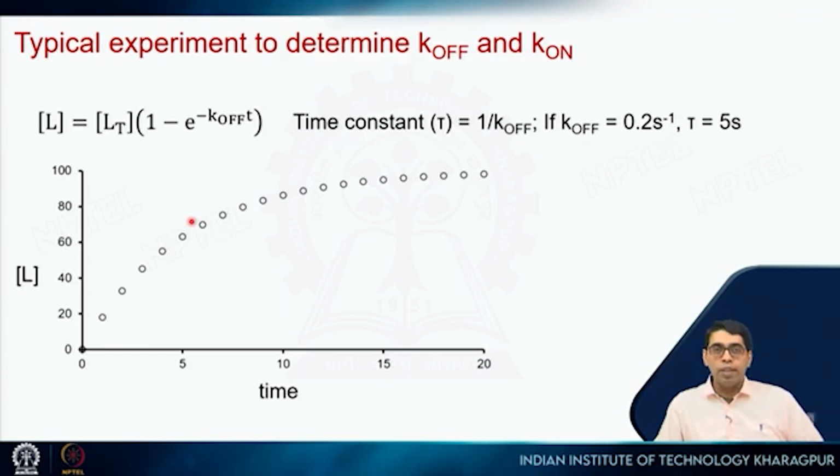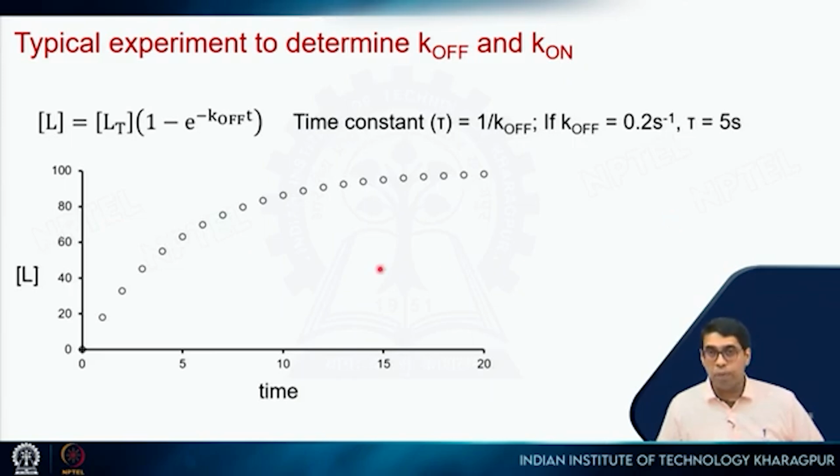Now these are some of the typical setup parameters that you should be aware of. Let's say you have some idea that the K off is something like 0.2 per second. The inverse of that is called a time constant. So if K off is 0.2, the time constant will be 5 seconds. The question is, how long should you run your experiment and how often should you measure?